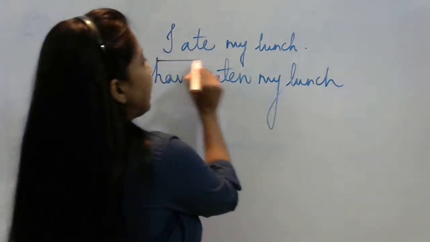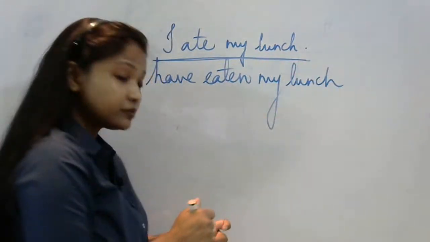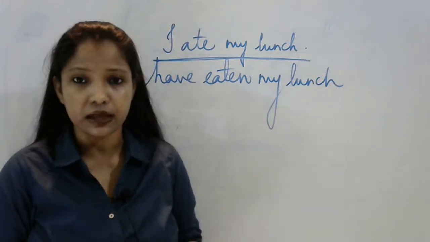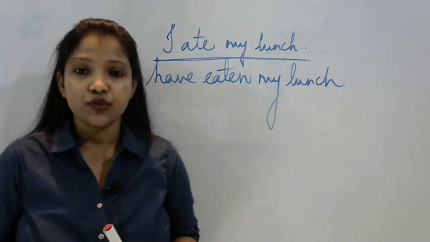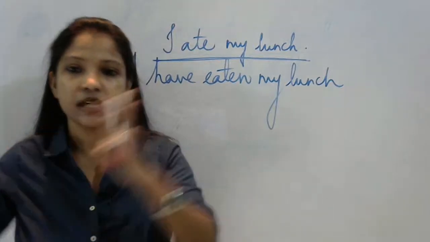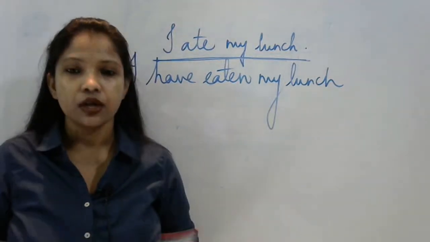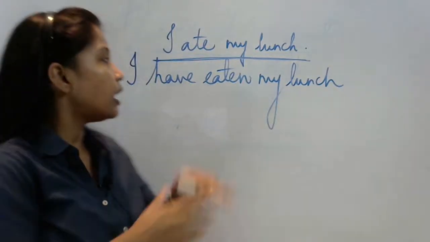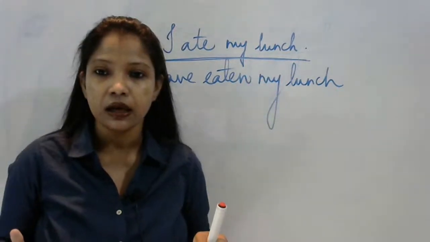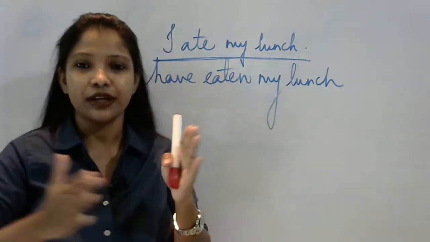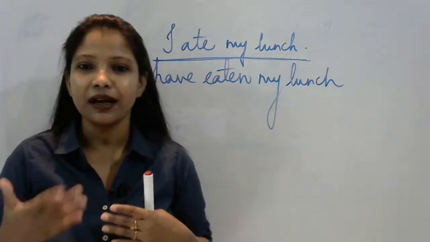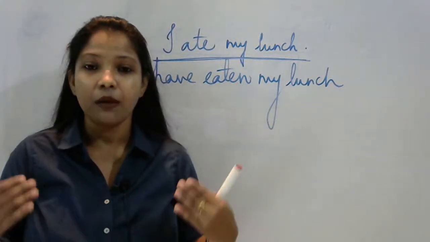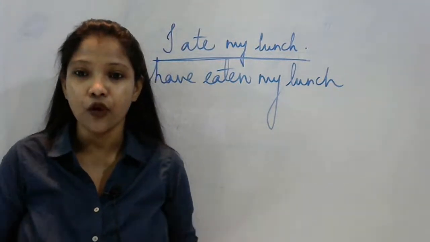Difference is the timing. I ate my lunch means, I would rather prefer to explain you in a bilingual method, so I'm using Hindi as well. I ate my lunch means मैंने lunch किया था. It's over. Action खत्म. कुछ effect नहीं है उसका अभी present में. There's no effect. I have eaten my lunch means the sentence itself gives an idea कि मैंने अभी अभी खाना खाया है, and what is the effect? The effect is my stomach is full.